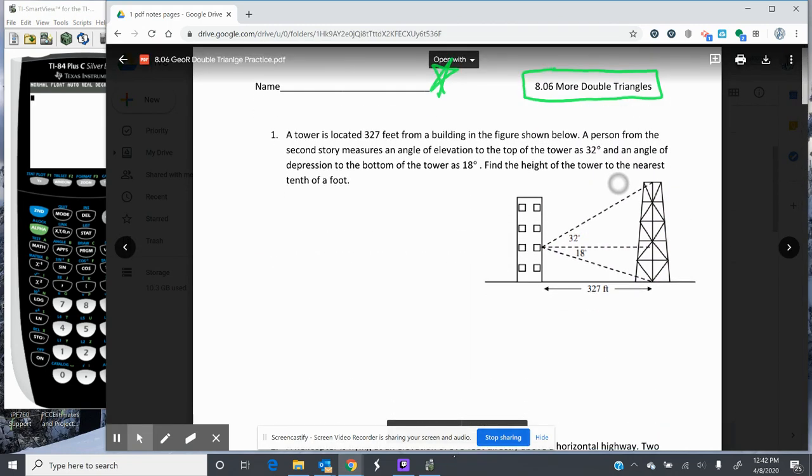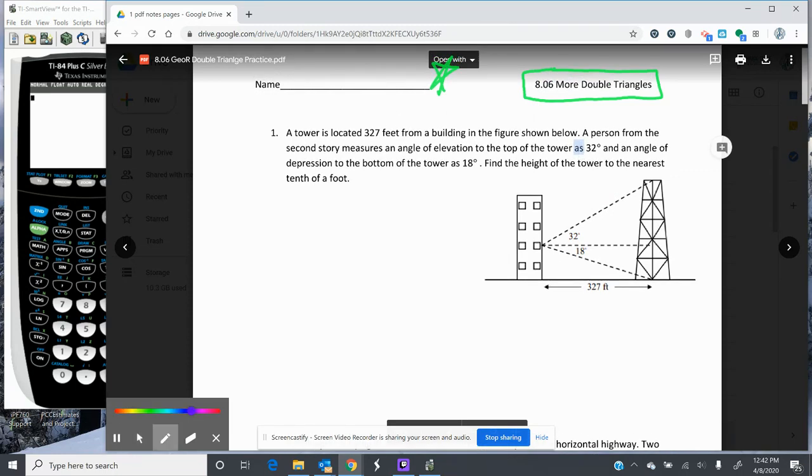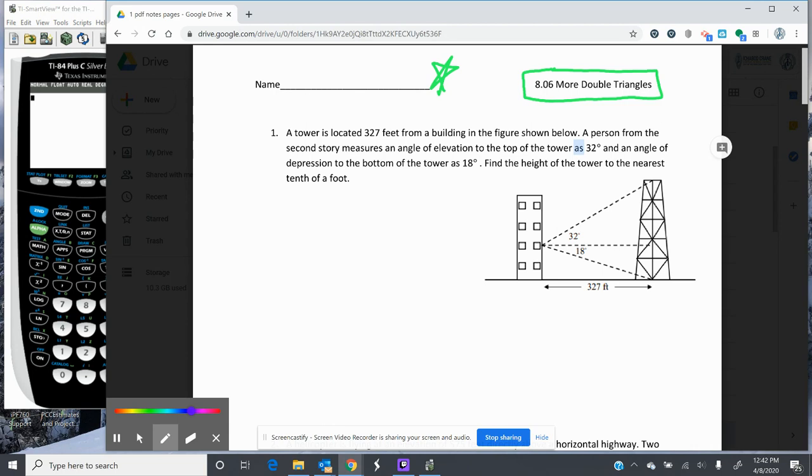Again, it's notes on some double triangle questions. So here we have a tower that's located 327 feet from a building. A person from the second story in the tower, so they're here on the second floor, measures an angle of elevation to the top of the tower of 32 degrees and an angle of depression to the base of the tower of 18 degrees. Find the height of the tower to the nearest tenth of a foot.